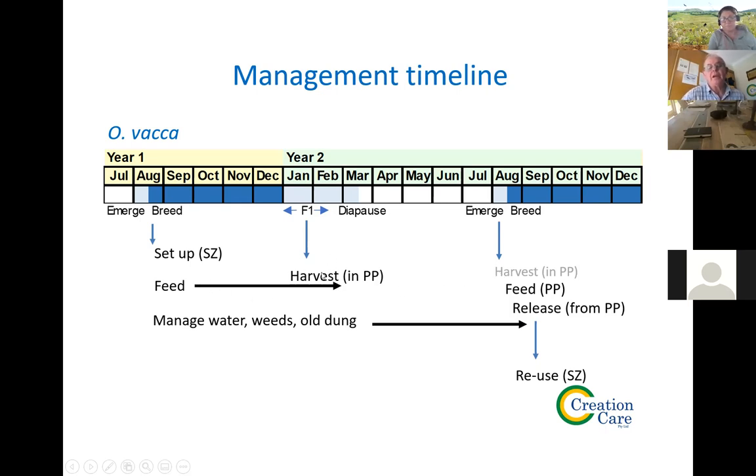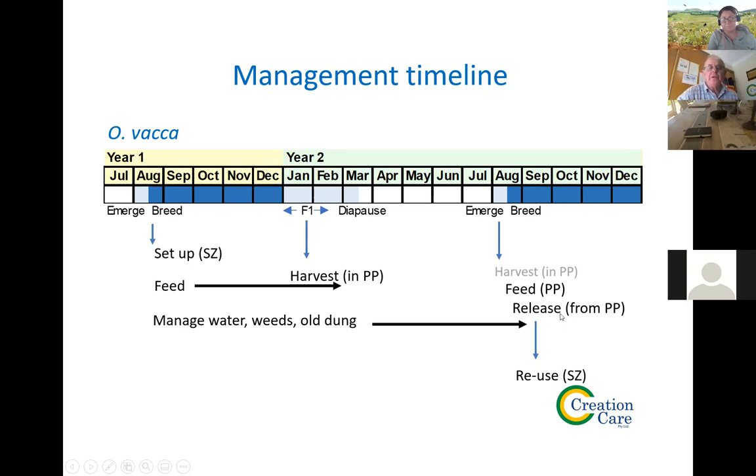And then the beetles that come out here, even if you've got, you know, 1,500 beetles or whatever, not all of them will survive to there. So you might only get 1,200 survive or something like that, if some die over that diapause period. So you're only getting the end result there of your 1,200, but here you've got a measure early on. So that's up for you guys to decide. Happy to talk through that more if you want to. So again, set up, feed, manage, harvest here or here, and then it's the same process as once it's harvested: feed, release, and then reuse that nursery.